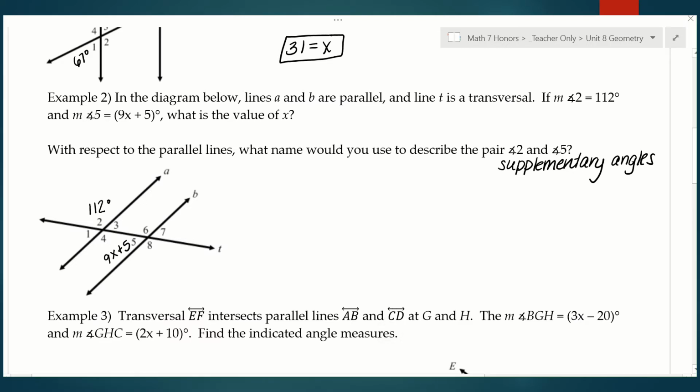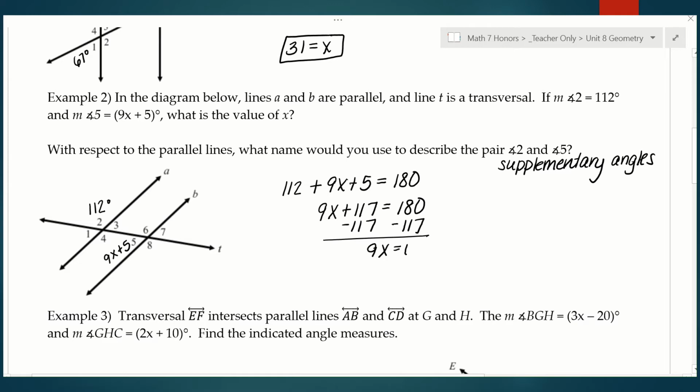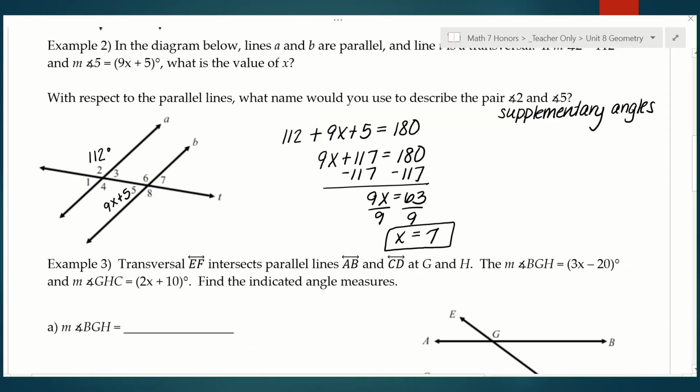So I'm going to start with my 112 degree angle, and I'm going to add it to its supplement, 9x plus 5, and that has to equal 180. Okay, so at this point we're ready to combine like terms. 112 plus 5 is 117. I'm going to subtract 117, which gives me 63. Divide by 9, and we're getting that x is equal to 7. Okay, great.